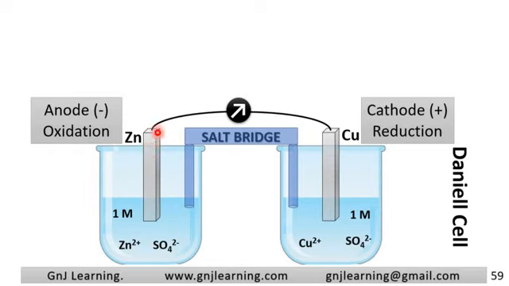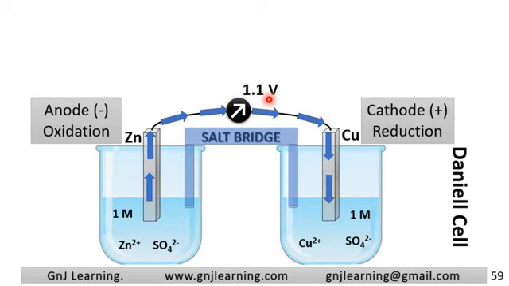When the two electrodes are connected by a voltmeter, it shows a deflection towards the cathode, suggesting that the electron is flowing from anode to cathode. And the deflection shown in the voltmeter was 1.1 volt. This means that the cathode is 1.1 volt higher than the zinc electrode, or the anode. The difference between the two electrodes is 1.1 volt.